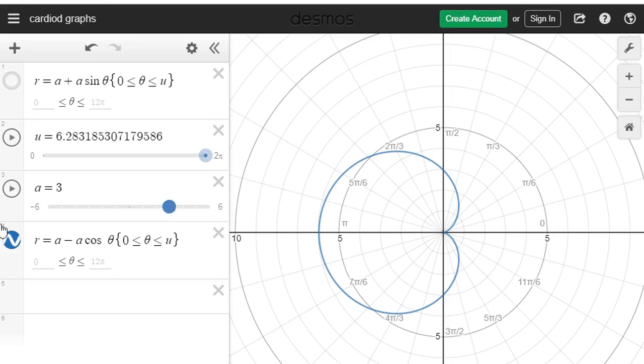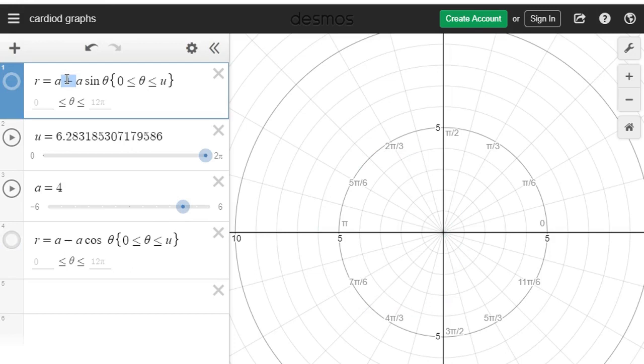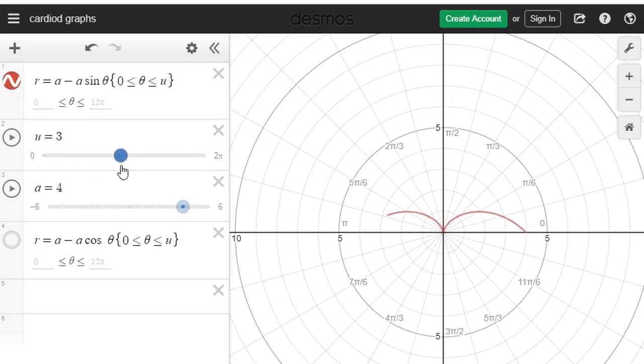Now if we do 4 minus 4 sine theta, here's our graph. Notice that 4 minus 4 sine theta will start at 4 because 4 minus 0 is 4. So it starts here, maps like so, and goes around. Notice that all of these graphs take a full 2 pi in order to do it.